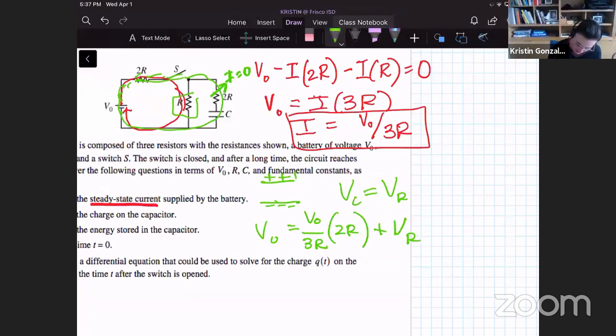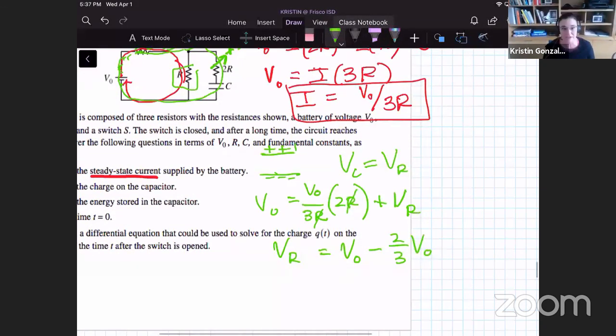So my VR is going to be equal to V0 minus, if I combine these, the R's cancel and I'm left with 2/3 V0. What is V0 minus 2/3 of V0? That leaves us with the voltage across the resistor, which is also the voltage across my capacitor, equal to just 1/3 V0, or V0 over 3. That gives me the potential difference across that capacitor.